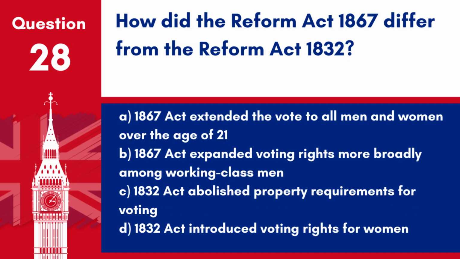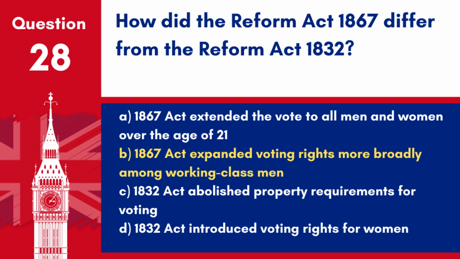Question 28. How did the Reform Act 1867 differ from the Reform Act 1832? A. 1867 Act extended the vote to all men and women over the age of 21. B. 1867 Act expanded voting rights more broadly among working-class men. C. 1832 Act abolished property requirements for voting. D. 1832 Act introduced voting rights for women.